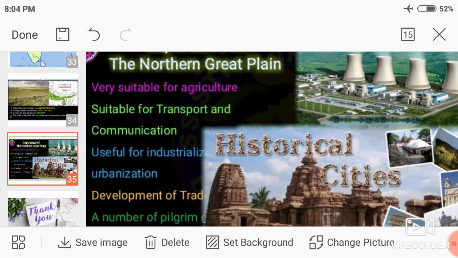And it is also used for development of trade, keep it in mind, and a number of pilgrim centers are located here. These are the importance of the Great Northern Plain.